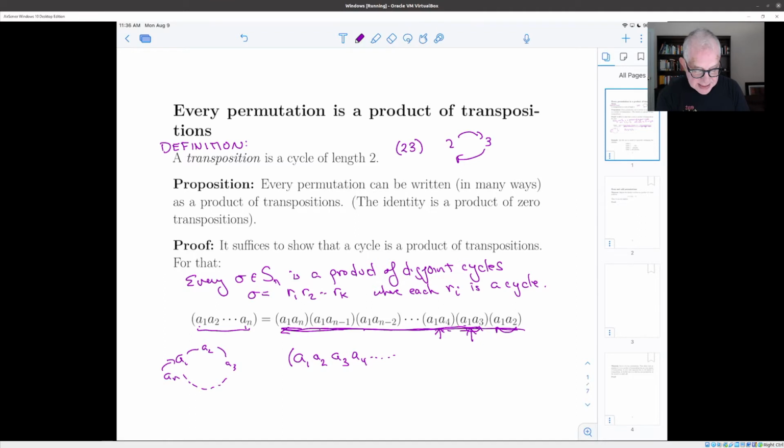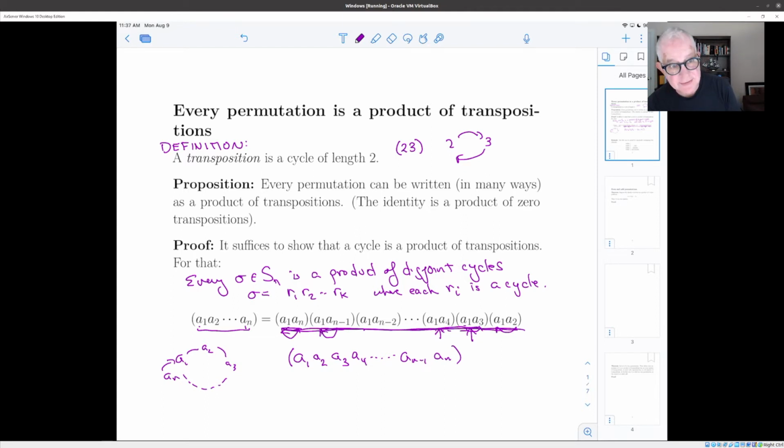And finally, you get to A(N-1). A(N-1) here goes to A1, and then A1 goes to AN. So you have A(N-1) goes to AN. And then when you finally work out AN, it isn't in any of these.